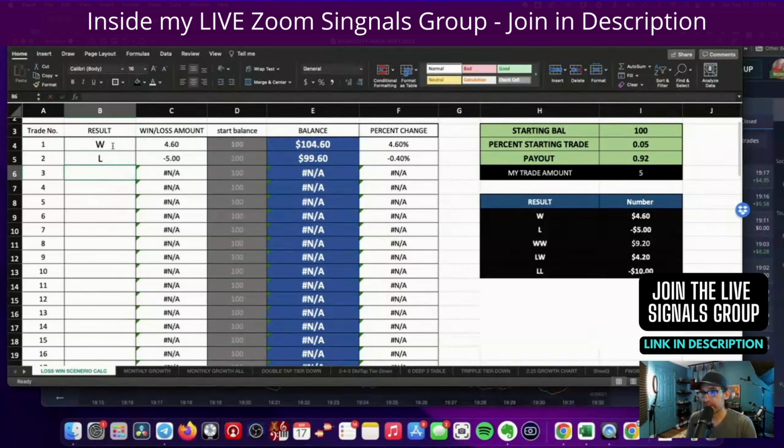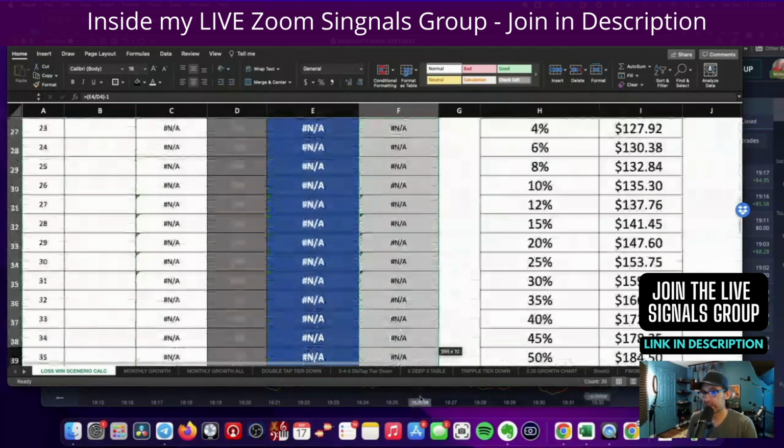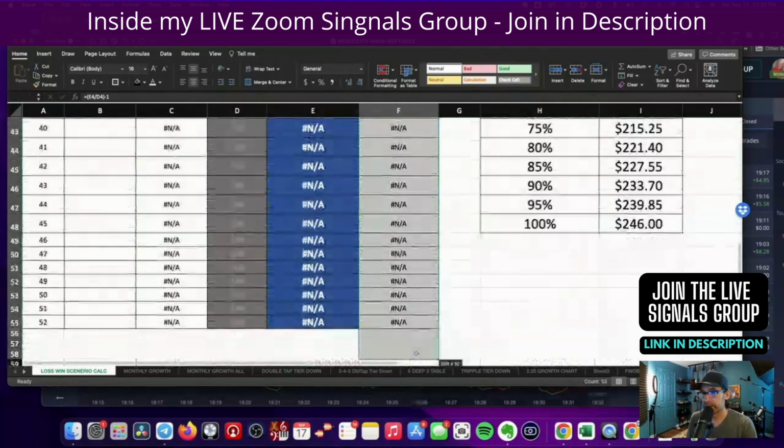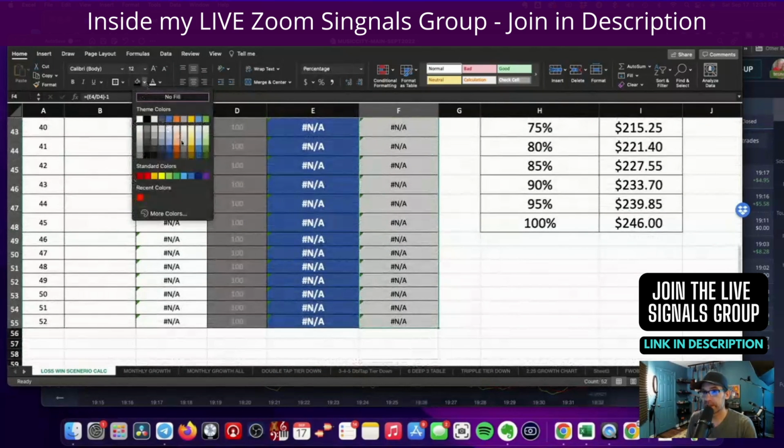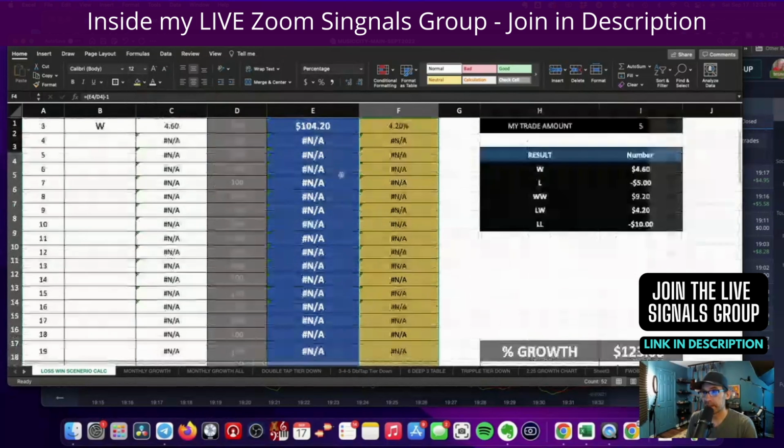And now I lose a trade. Oh, okay, I'm down to, it shows you where you're down. You're down negative 0.40 or whatever. Okay, and then you win a trade. Oh, okay, I'm back up to 4.2% gain. That's this column right here. So I guess this column should probably be like green or something. I'll make this column like, not green, because green is like, okay.